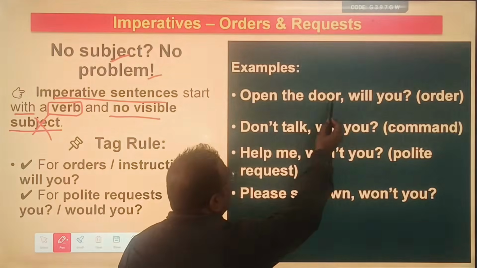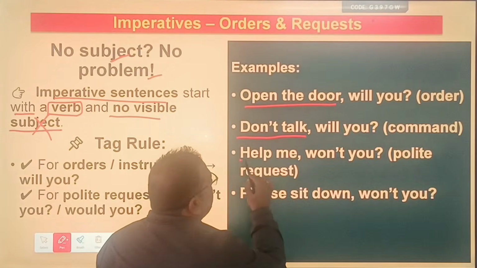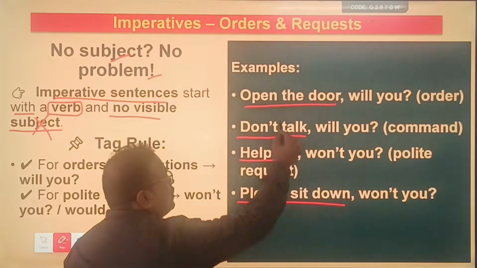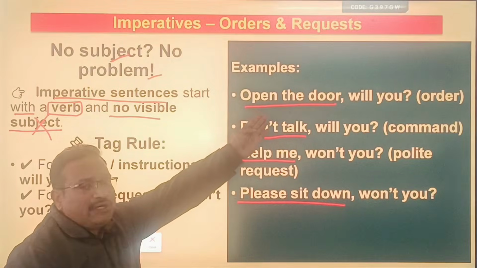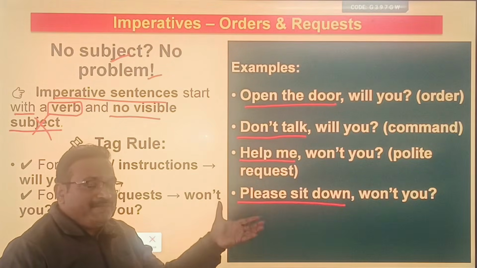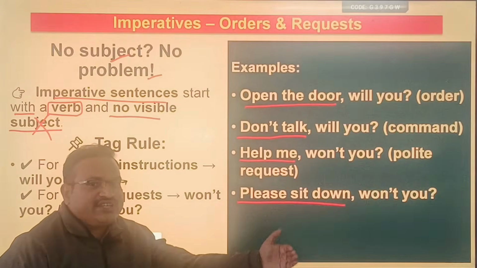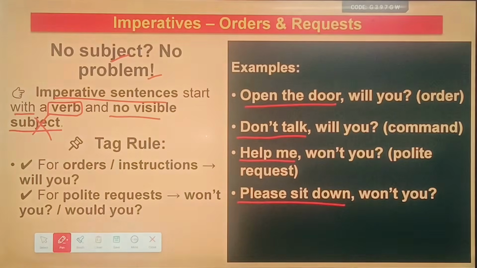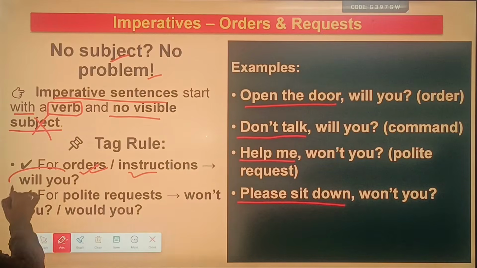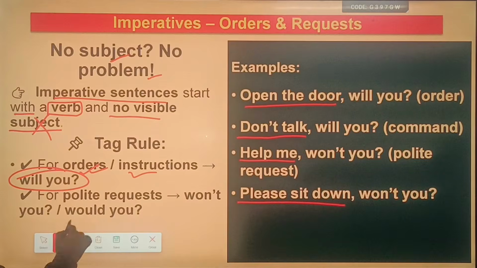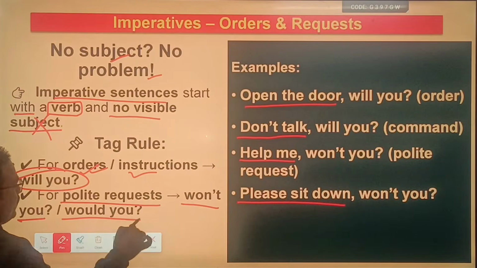You can see: open the door, don't talk, help me, please sit down. So in these sentences you will not find subjects. So if subjects are not there in the statements, how to change the tag? This is what we have to understand. What does the rule say? For orders and instructions, we shall use will you. And for polite requests, we shall use won't you or would you. Very simple.